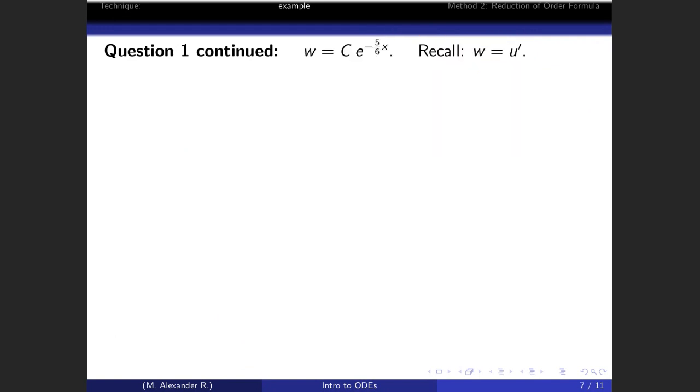Okay, so the w function is given by this, and then we have to remember that we made the substitution w is equal to u prime. So we're going to resubstitute w, and so this is going to be u prime is equal to c e to the negative 5/6 x. And so if this is the derivative, then all we have to do now is integrate to get to the u function. All right, so let's integrate this.